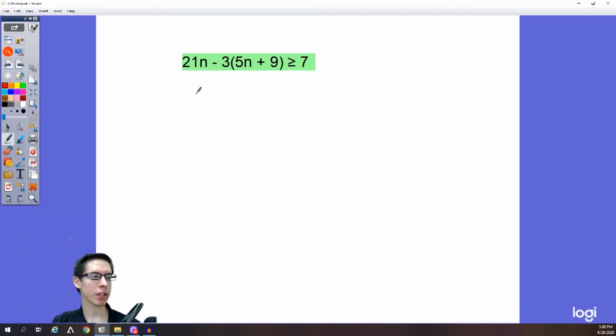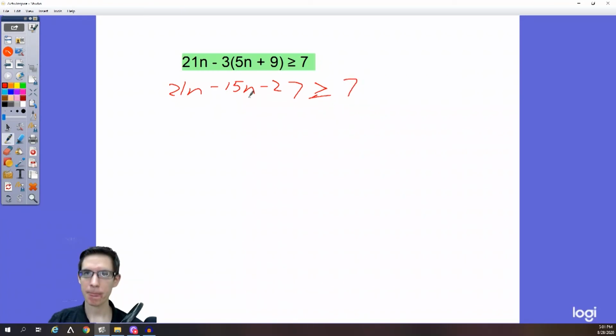21n minus 3 times (5n plus 9) greater than or equal to 7. All of that in a big package. Again, we've got to solve it out just like we would with a normal equation. So we've got 21n, and we've got to distribute this negative 3. This negative 3 gets multiplied by 5, so negative 15n. And then negative 3 times positive 9 gives us a negative 27. And it's greater than or equal to 7.